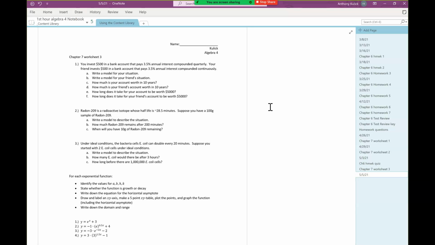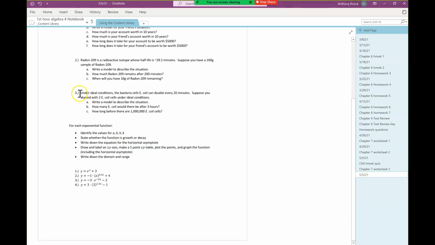Can you do number 3? Sure. It says, under ideal conditions, the bacteria cells E. coli can double every 20 minutes. Suppose you start with 2 E. coli cells under ideal conditions. Write a model to describe the situation.